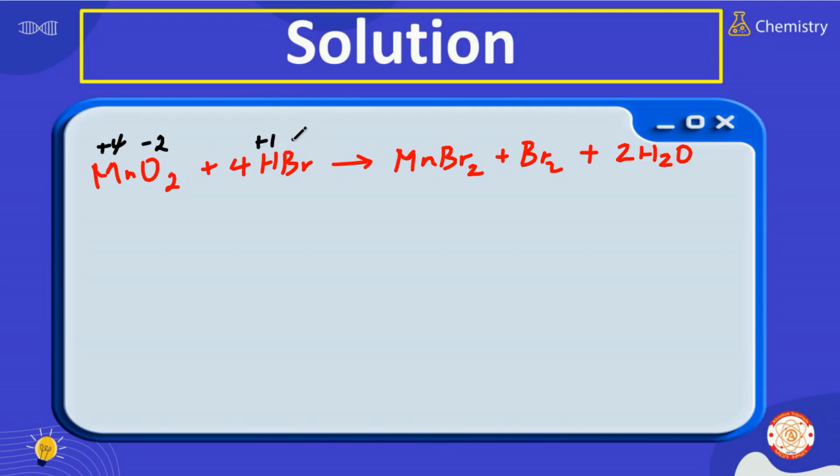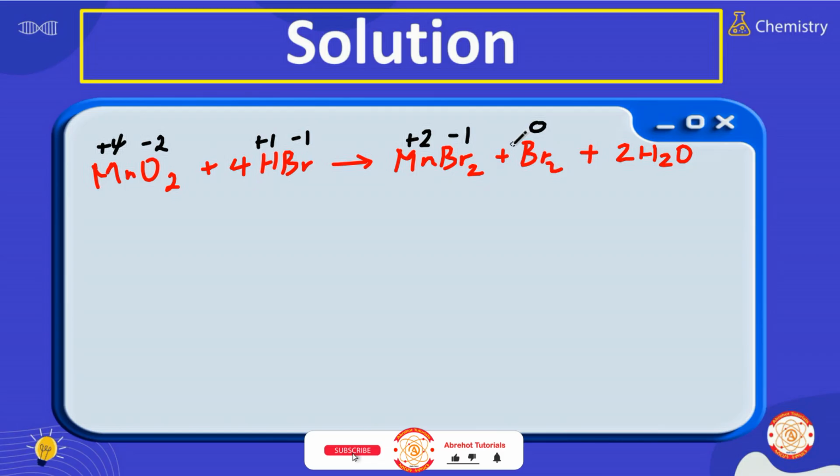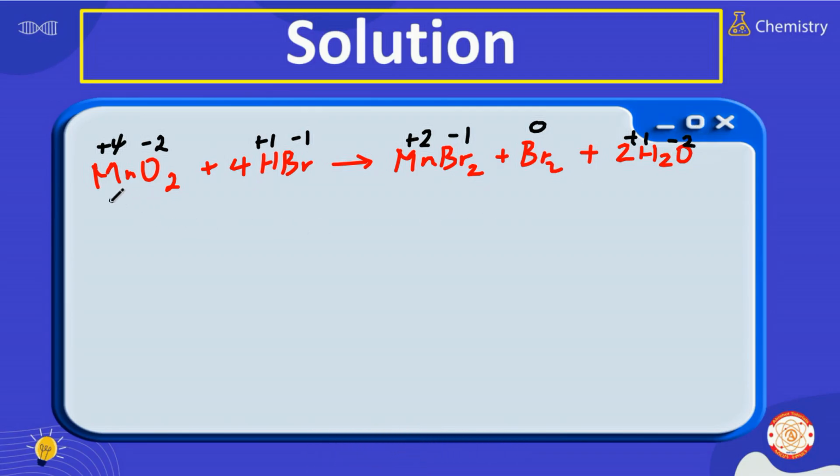Hydrogen +1, bromine -1. So bromine is -1. So the oxidation state of manganese is +2. The oxidation state of bromine is 0, and that of hydrogen is +1, and that of oxygen is -2. Therefore, bromine going from -1 to 0, its oxidation number has increased, right? Therefore, it has been what? Oxidized.